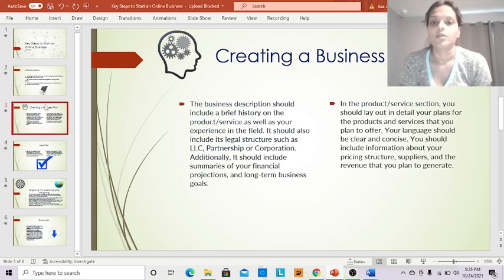It can be, what is it that you are trying to accomplish with selling this product or service. It should also include a description of the type of product or service that you are going to be selling, and that should also include pricing information. It should include the suppliers you'll be using, as well as what you expect the revenue to bring in. So that is the very first step, creating a business plan.